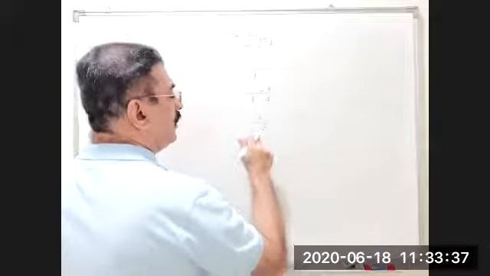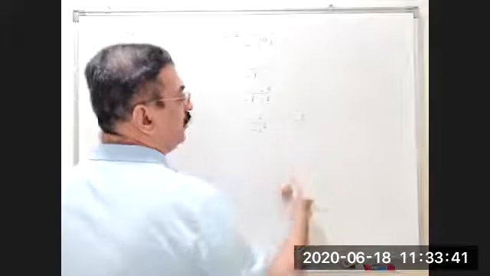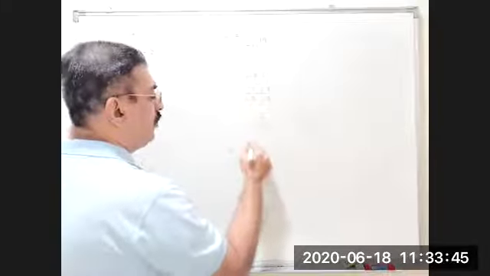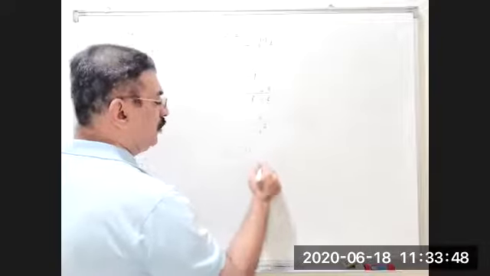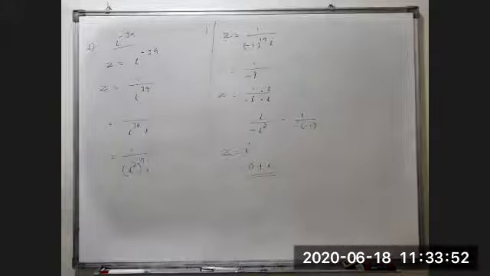I by minus I square. I square is minus 1. Minus of minus 1 is 1. So we got Z is equal to I. That is 0 plus I. The answer should be written in A plus IB form.